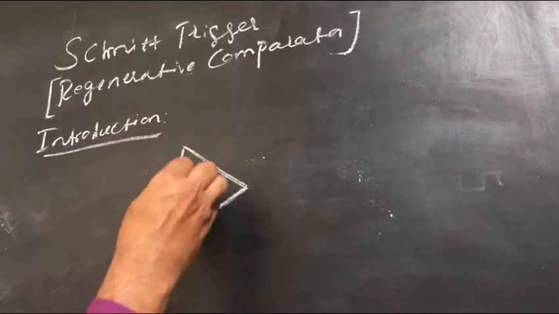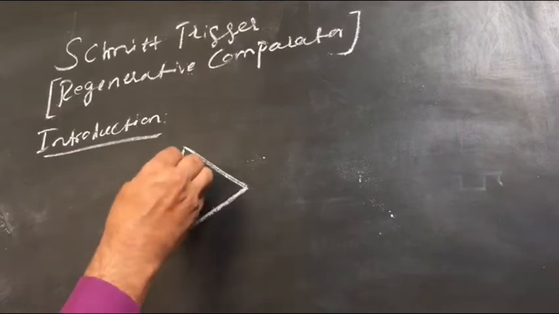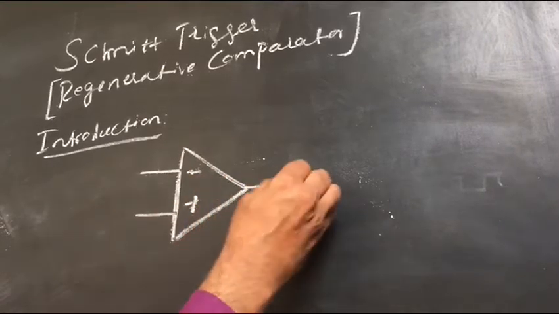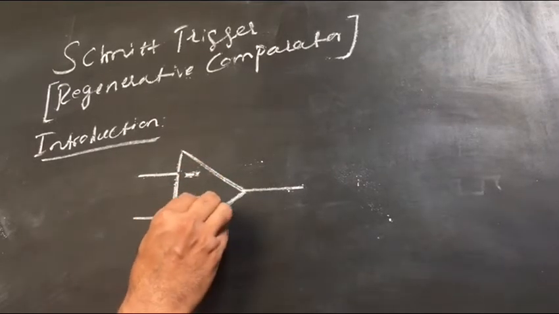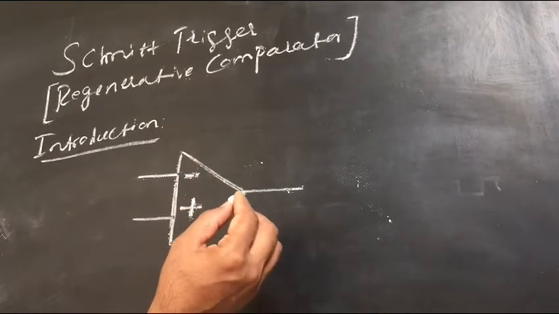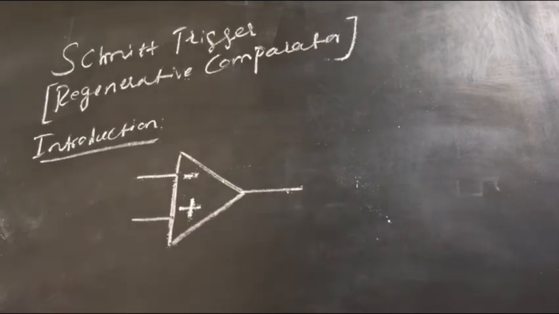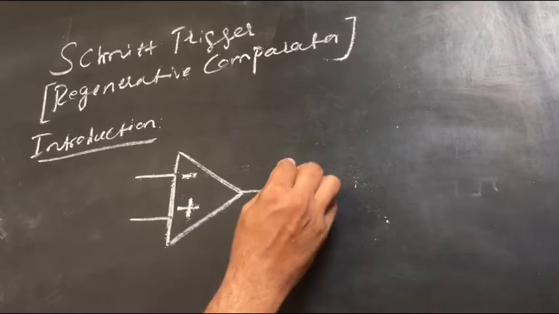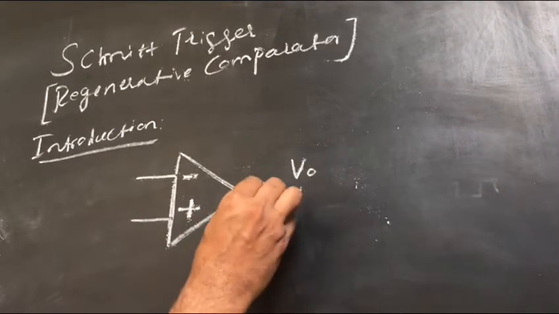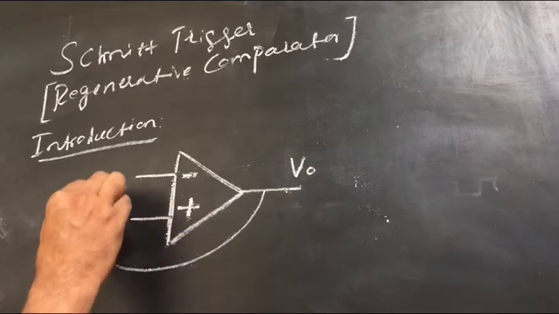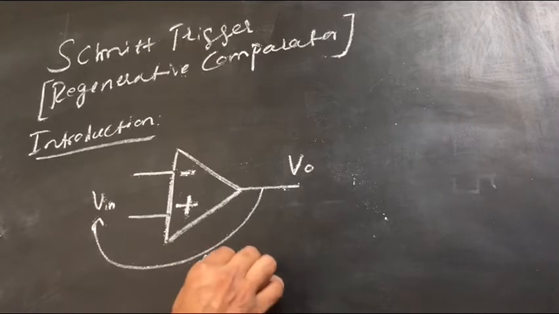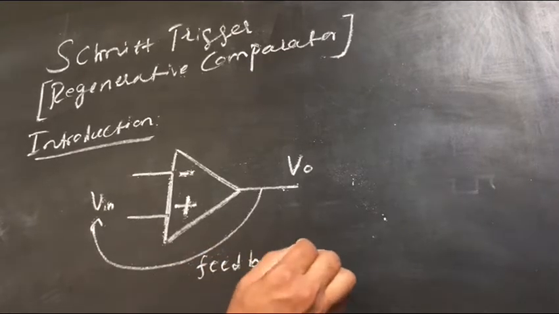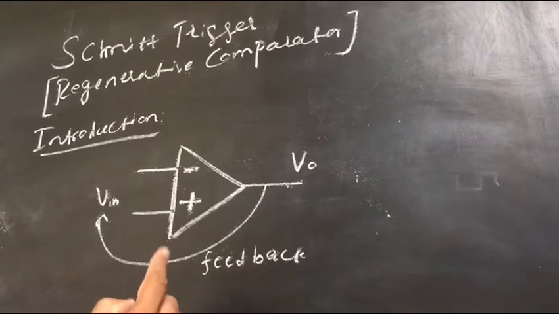Students, we know what is the symbol of an op-amp. This is the symbol of the op-amp, where the op-amp has two input terminals, inverting terminal minus and non-inverting terminal positive. When part of the output is fed towards the input side, that kind of concept is called feedback. Schmitt trigger works under positive feedback.